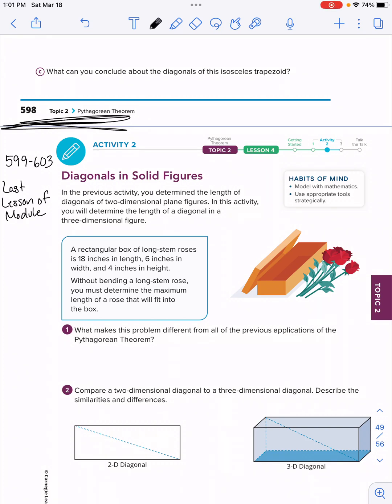This lesson is Module 4, Topic 2, and it's the second part of Lesson 4, starting on page 599, ending on 602, but we'll get to our assignment on 603. So this is our first formative grade for quarter 4. And also it's the last lesson. So last lesson of this module and topic.